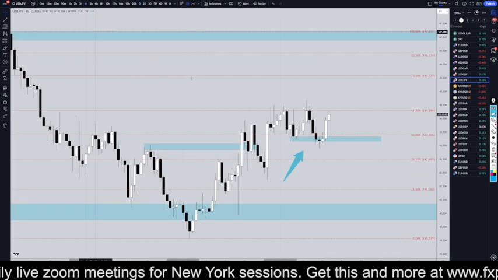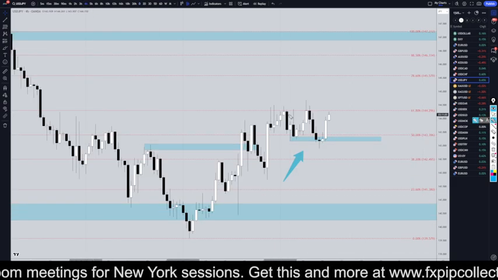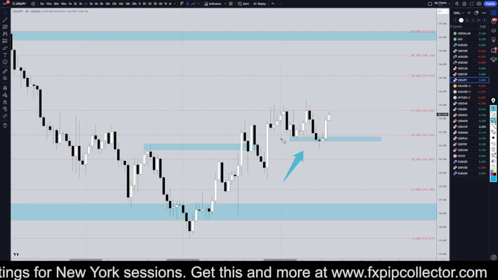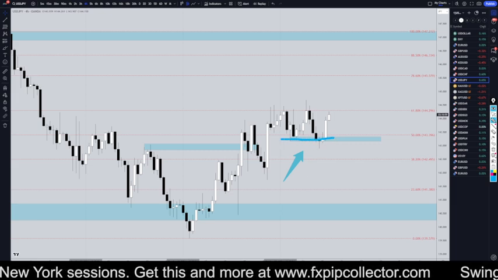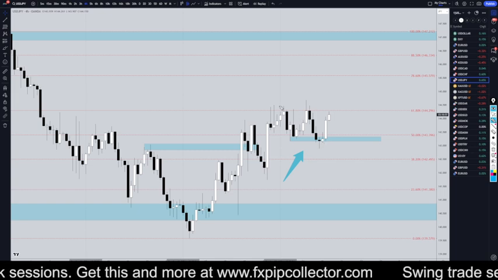Going down to the 4 hour time frame. On the 4 hour time frame, notice this shape that we made. This is the structure level I've been waiting to see if it was going to break. Technically, it did break, but look what happened.